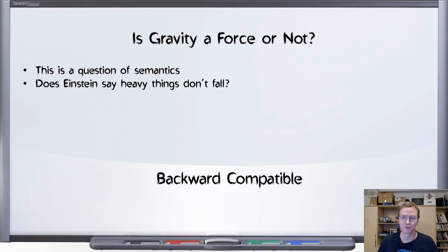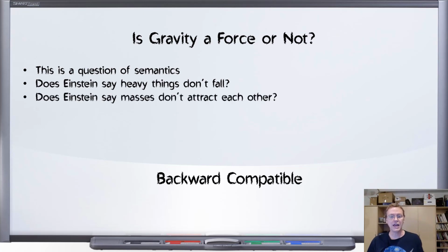Heavy things do fall. Does Einstein say masses don't attract each other? No, he never said that. That is not what Einstein is saying. You will sometimes hear people, sometimes people with actual science backgrounds and real science qualifications, tell you that no, Einstein says that masses don't attract masses. Again, you're getting tripped up in the semantics. They are not telling you that the Cavendish experiment won't work here on Earth. They are not saying that orbits don't happen. They are not saying that at all.